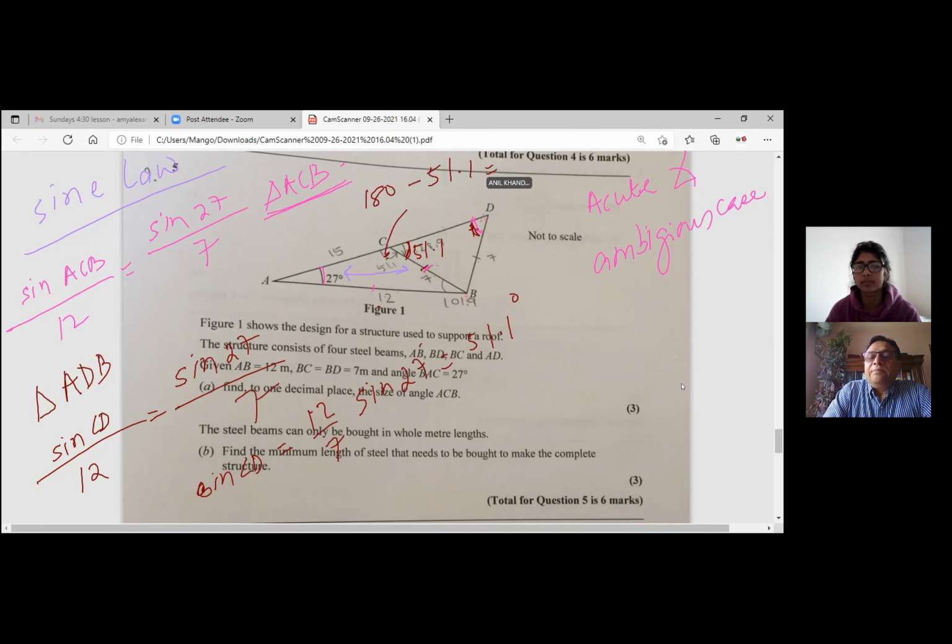So in ambiguous cases, we get two angles. If theta is one angle, the other one is 180 degrees minus theta.